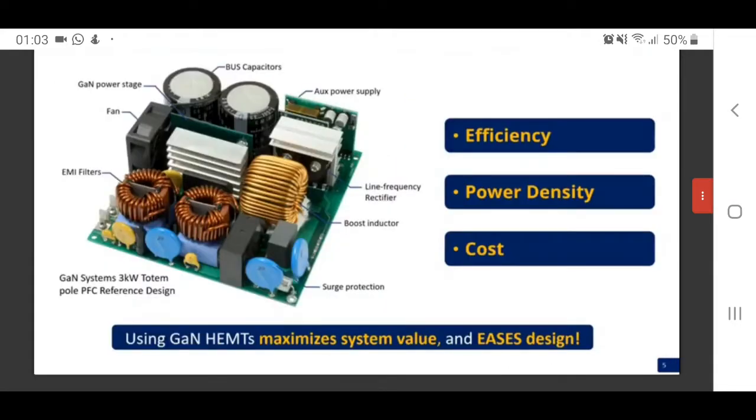Despite the design priorities among efficiency, power density, and cost for different systems, it is clear that we want to use GaN to maximize the system net value and make the design easier, not the other way around.